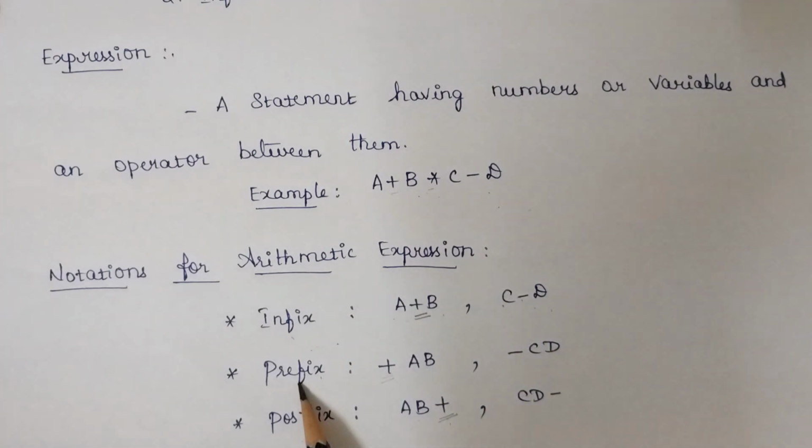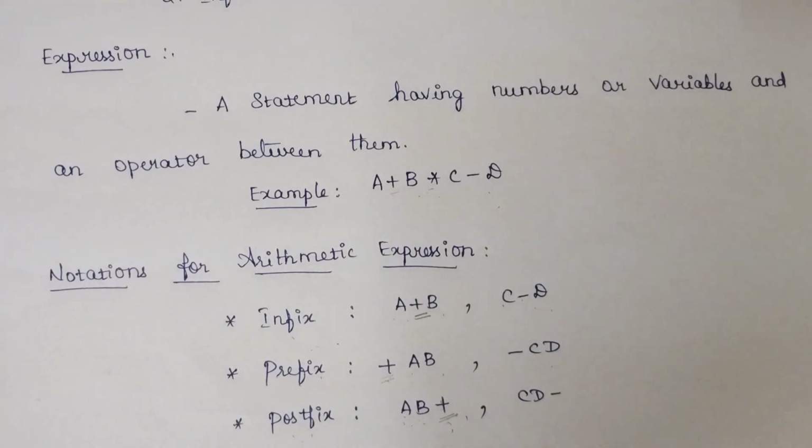Coming to prefix expression, the operator is placed before the operands. So this operator plus is placed before these two operands a and b. Same way here also. Then postfix means the operators are placed after the pair of operands, and here is an example where a and b are placed before this operator, and this operator is placed after them. These are the three notations for an arithmetic expression.